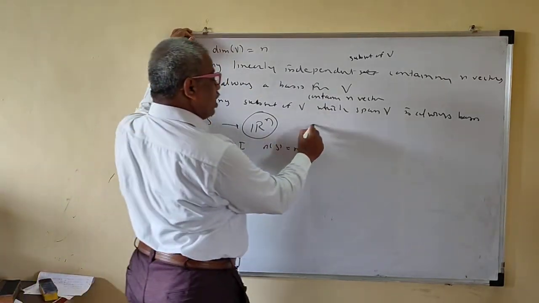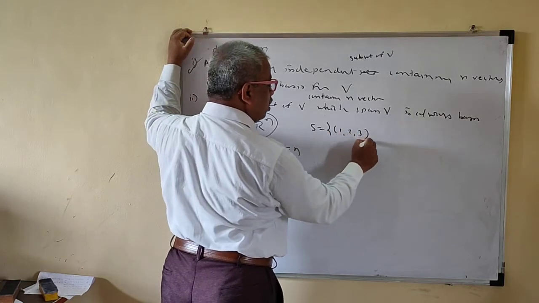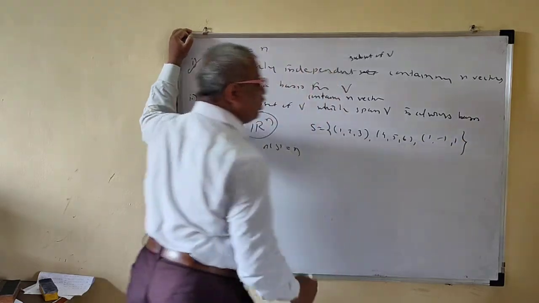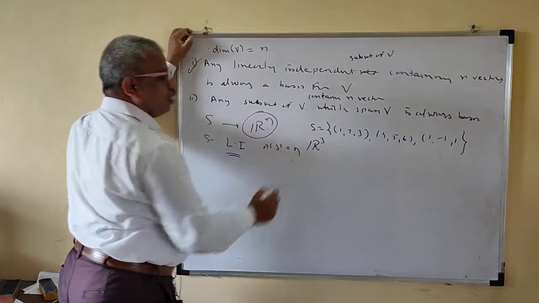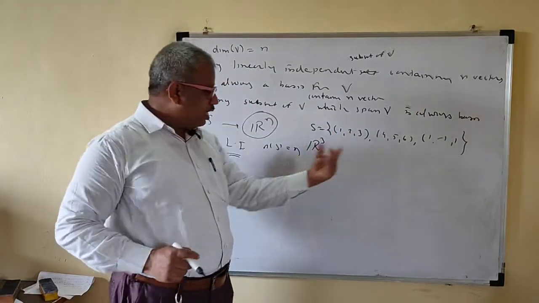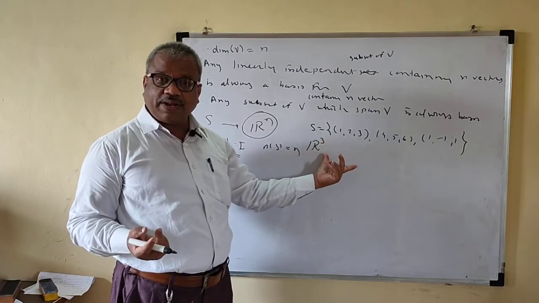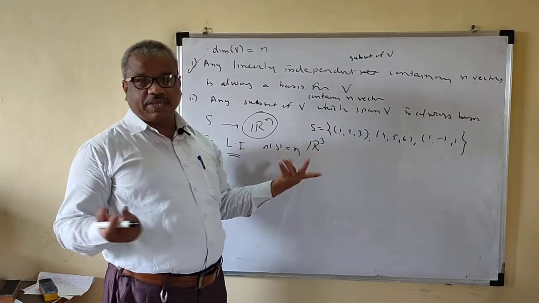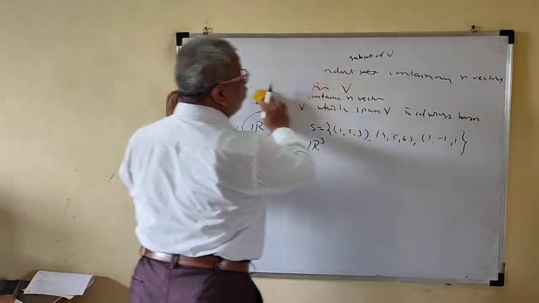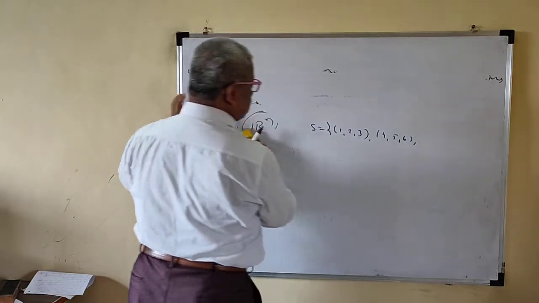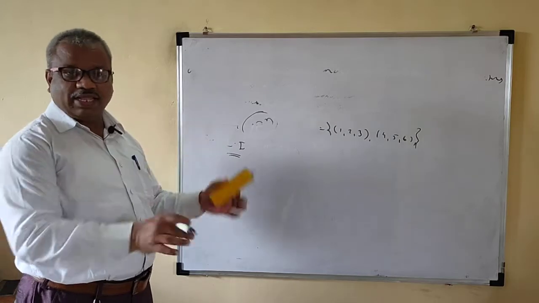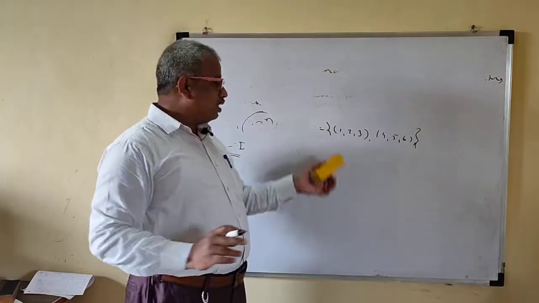Suppose S = {(1,2,3), (4,5,6), (1,-1,1)}, this is in R3. This is a subset of R3. If you prove this is linearly independent, then it will be the basis, because it is a linearly independent set containing 3 vectors. This is a very important theorem. Yesterday I saw that if there are 2 vectors, it will not be a basis. It may be linearly independent, but it will not be a basis, because this is a subset of R2.